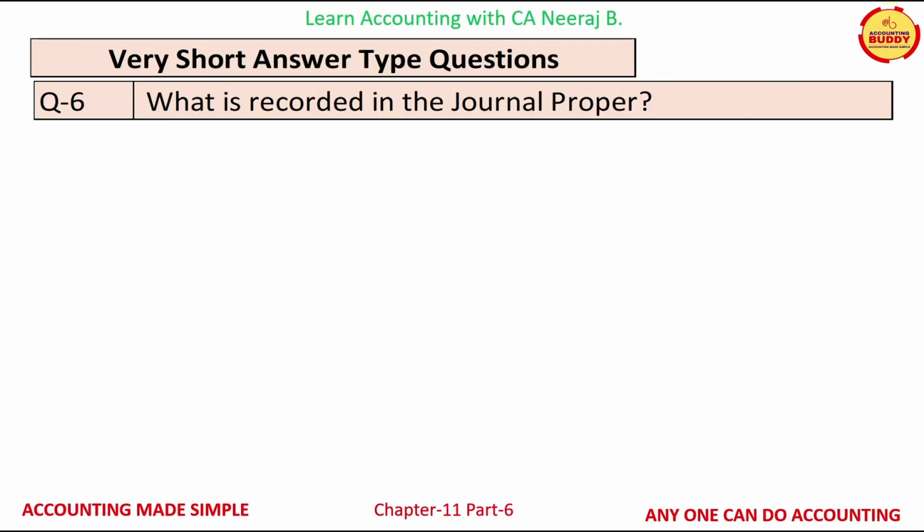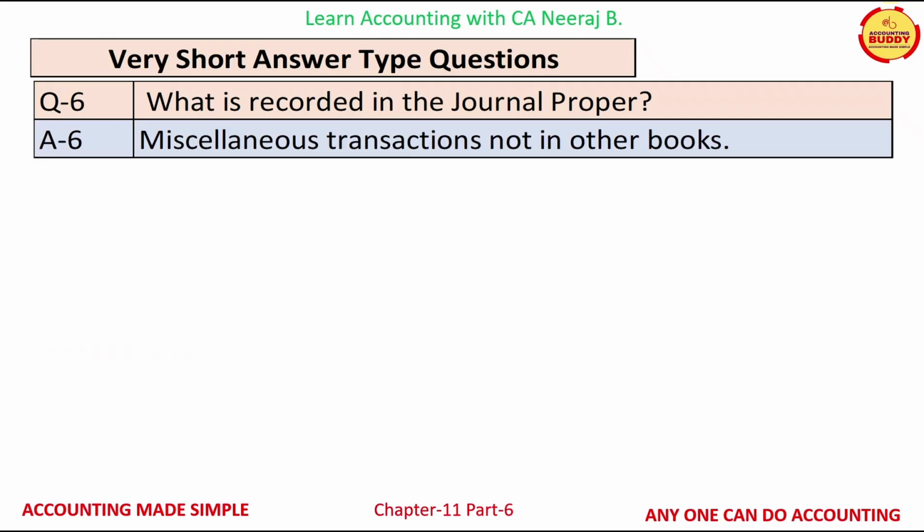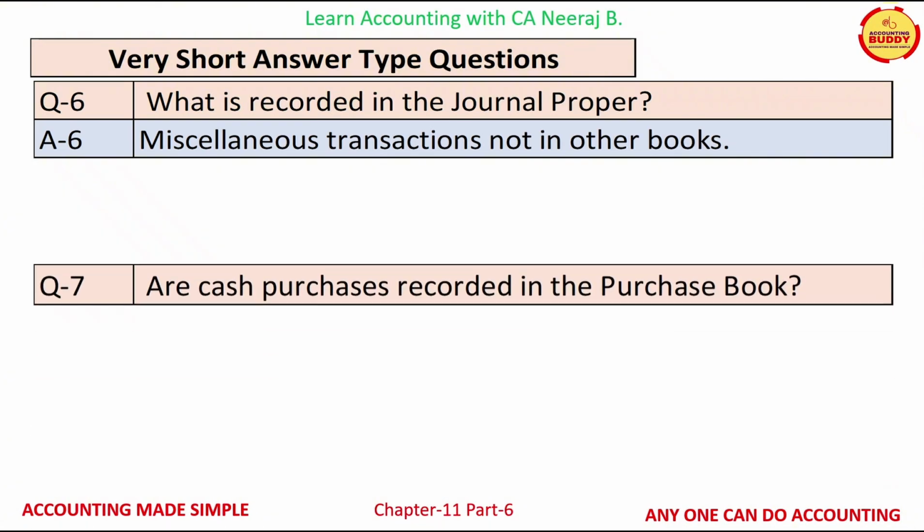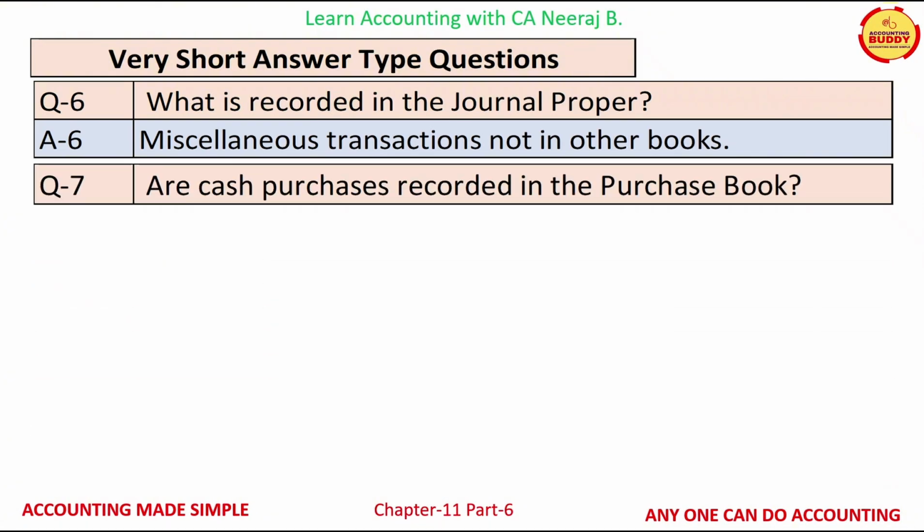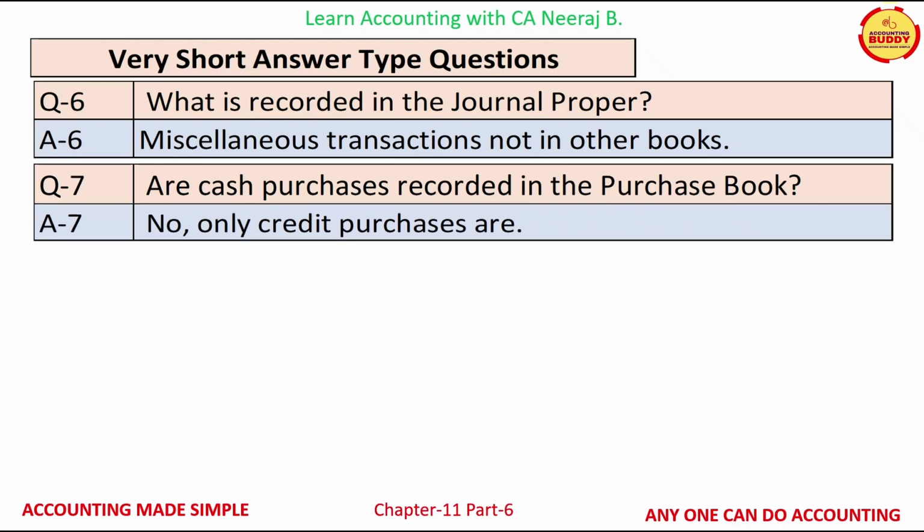Question number 6 is, what is recorded in the journal proper? And the answer is miscellaneous transactions not in other books are recorded in journal proper. Question number 7 is, are cash purchases recorded in the purchase book? And the answer is no, cash purchases are not recorded in the purchase book, only the credit purchases are recorded.